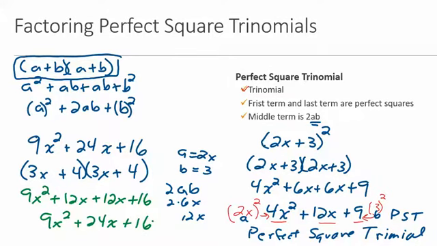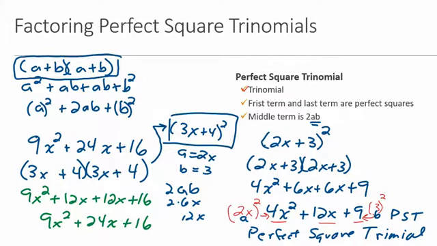Now typically when you see this kind of problem, the final answer will be written as a perfect square, like 3x plus 4 quantity squared, like that. But if you wrote it out with two binomials, it would be correct.